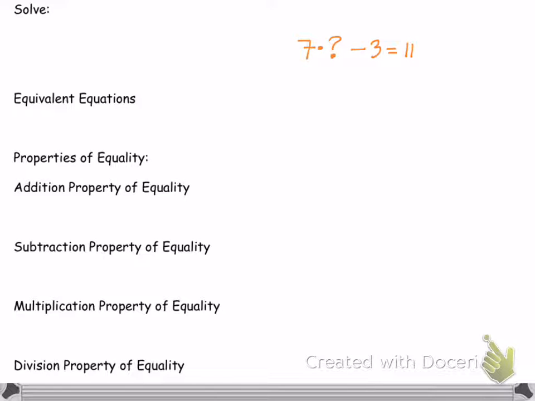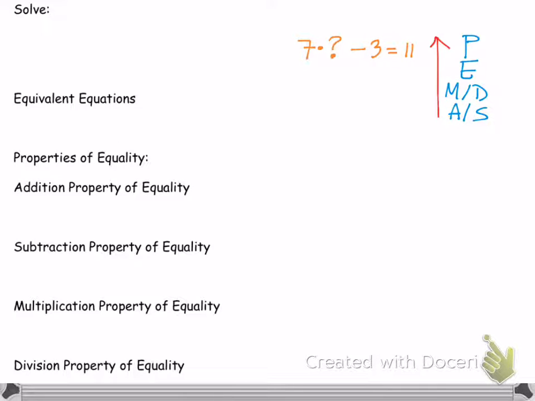I have this number, question mark, and the first thing I do is multiply by 7. And then I minus 3, and then I end up with 11. And so if you look at this problem, if you knew what the number was, you would do the order of operations according to PEMDAS. Now, when you're solving equations and you're trying to go backwards, then you are going the opposite direction of PEMDAS.